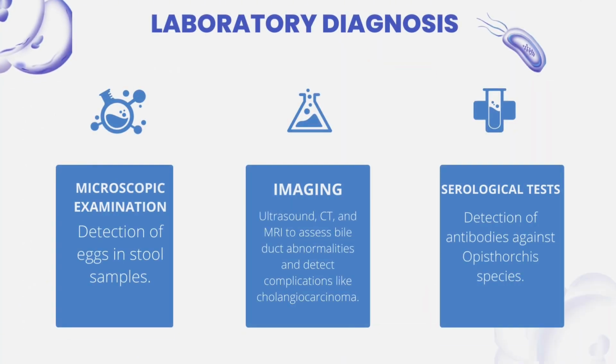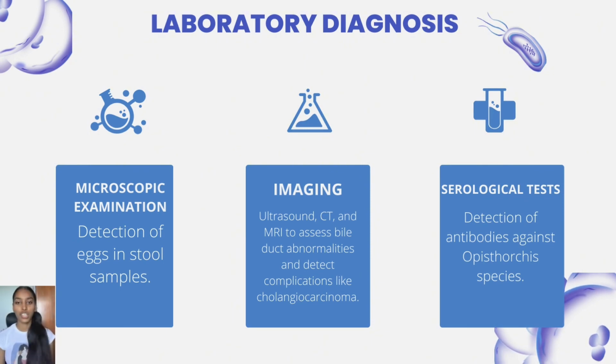So for lab diagnosis, there are 3 diagnoses which can occur in the lab. Firstly is microscopic examination, the detection of eggs in stool samples. Secondly, imaging. Ultrasound, CT and MRI scan can take place to detect these parasites. And serological test, detection of antibodies against Opisthorchis species.